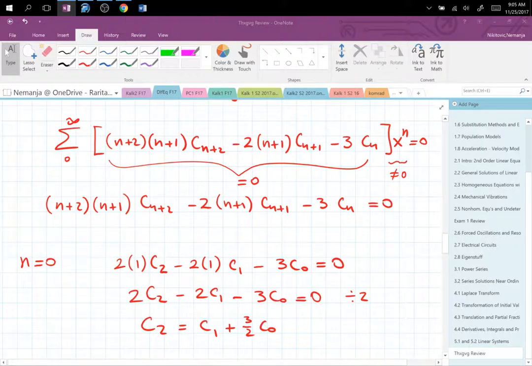Okay, so if you solve for c1, you're going to get negative 3 over 2 cn over n plus 1, right? And then you plug in 0, you're going to get c1 equals some combination of c0. Well, in that case, then you're missing c1. Yeah.